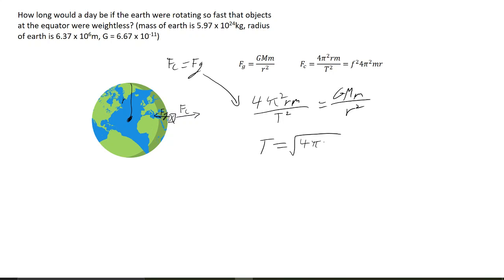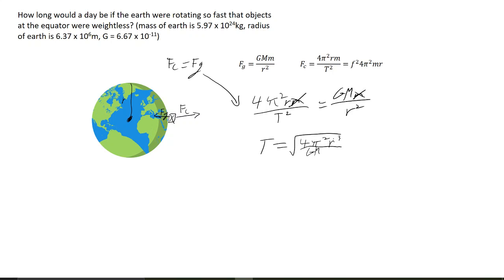4 pi squared. But before we do that, we can cross out the m's on each side, because if we divide both sides by m, then both m's disappear. So without the m, we have the rest, which is G big M.